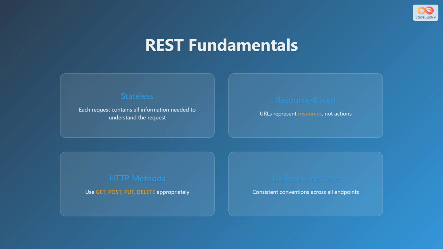Uniform resource locators, or URLs, should represent resources, not actions. We also use HTTP methods appropriately, like GET, POST, PUT, and DELETE. Finally, REST APIs provide a uniform interface, which means consistent conventions are used across all endpoints.